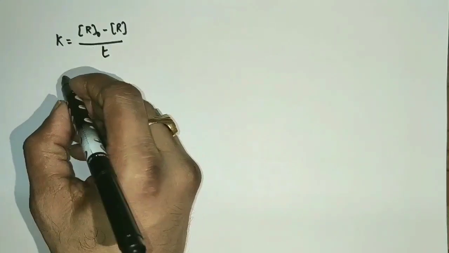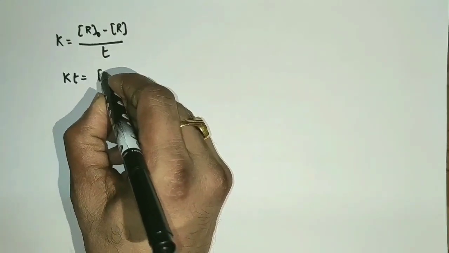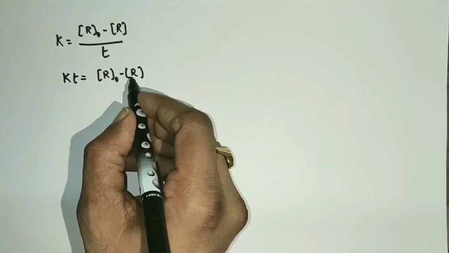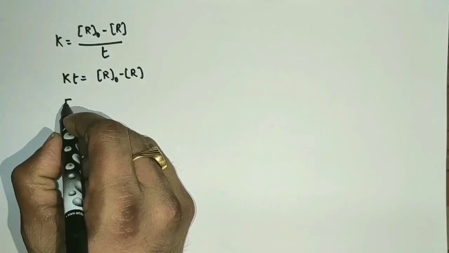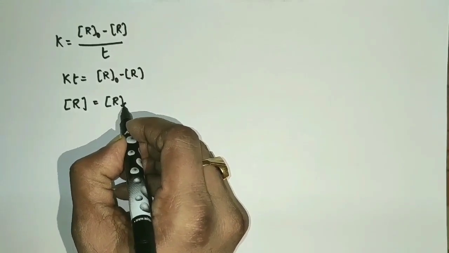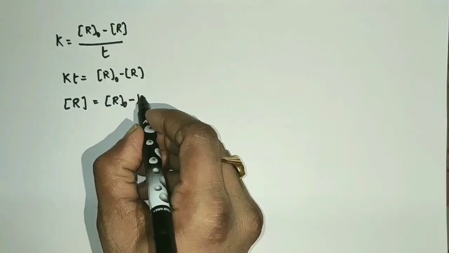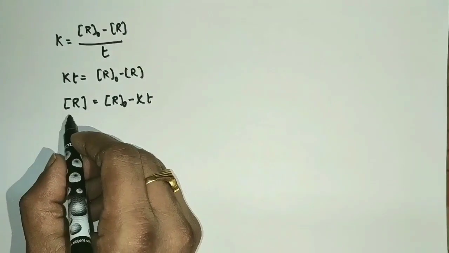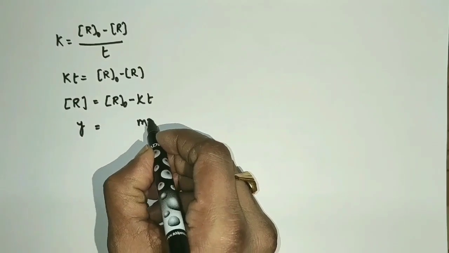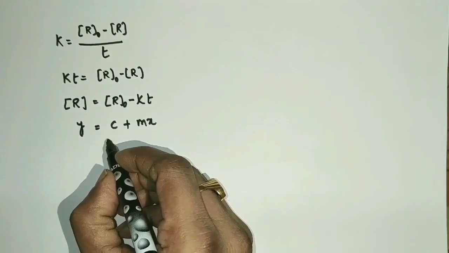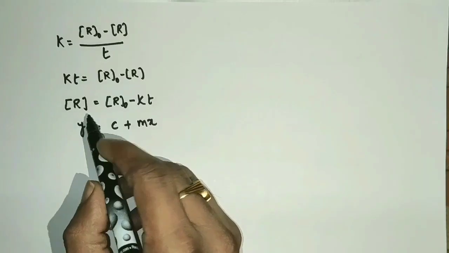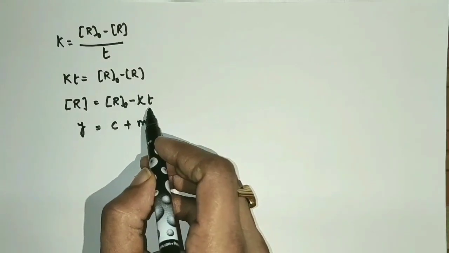And if you rearrange this equation, Kt is equal to R naught minus R. If you move this minus R to the left side, it becomes R is equal to R naught, move this Kt to the right side, minus Kt. And here if you observe this equation, it is in the form of y equal to mx plus c, which is a straight line not passing through origin, in which R and t are taken as variables.